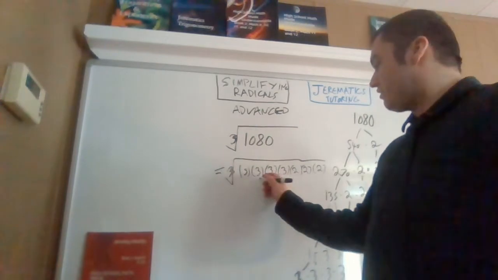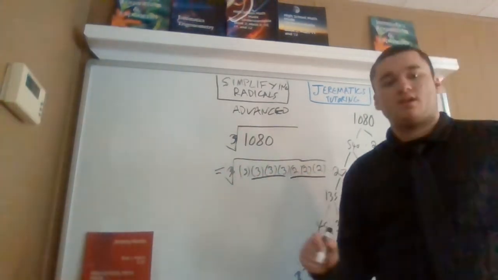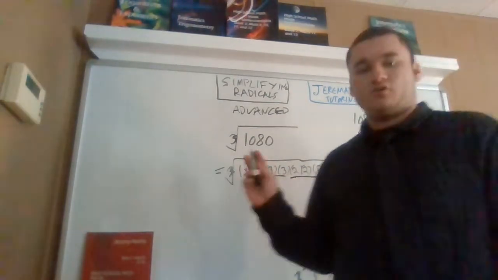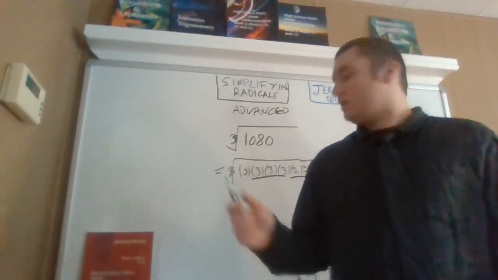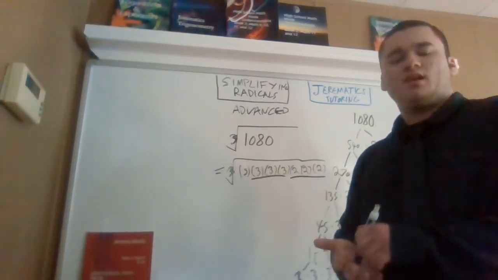We've got 3 3's, so we can highlight our 3 3's, and we highlight our 3 2's. And remember what I said earlier, if you highlight a group of 3 and your index is 3, you cross out your entire group and you only pull one of them outside of the radical.